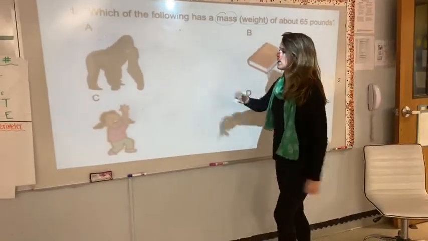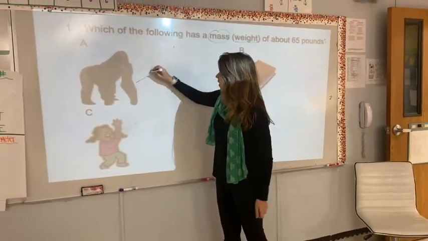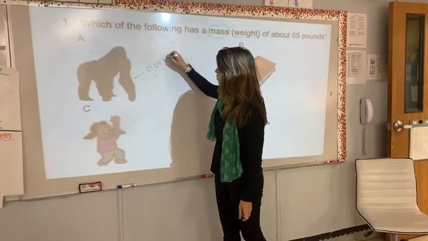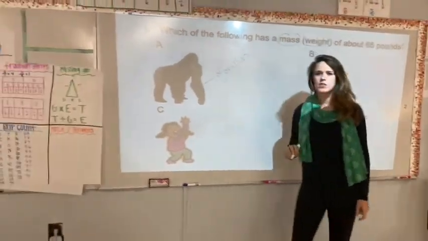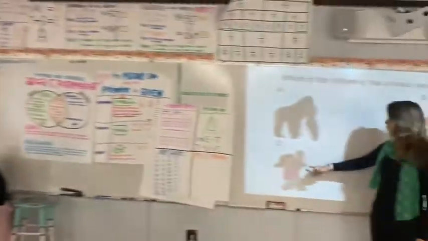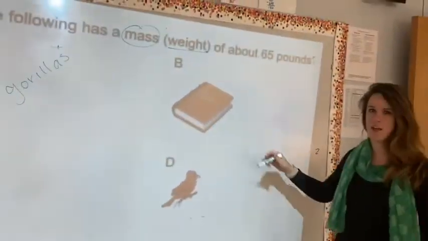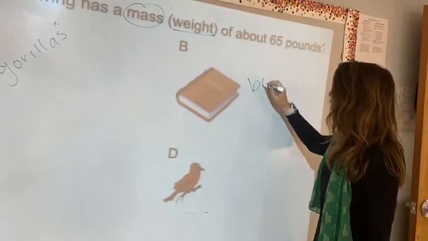So which of the following has a weight of about 65 pounds? And I look right here. What is in this picture? A gorilla. Where do I find gorillas? At the zoo. So I think about those big gorillas at the zoo, all right? What is answer choice B? A book. All right.